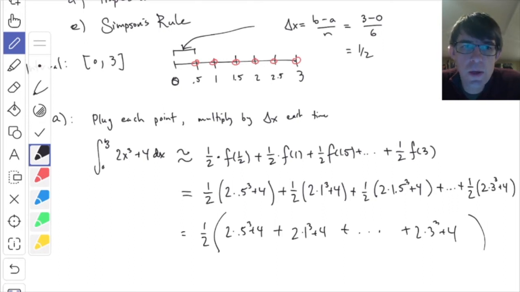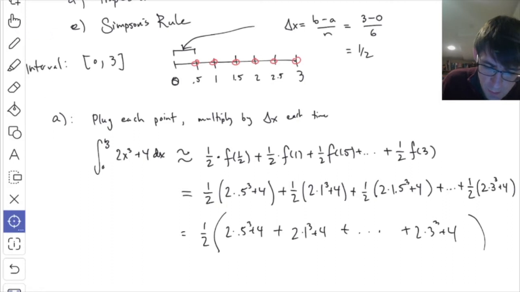All right, this was using the right endpoints. So that was part A, right? Part B said using the left endpoints. It's almost exactly the same. The only difference is up here, when you pick which points you're going to plug in, you use the ones on the left instead of the ones on the right.